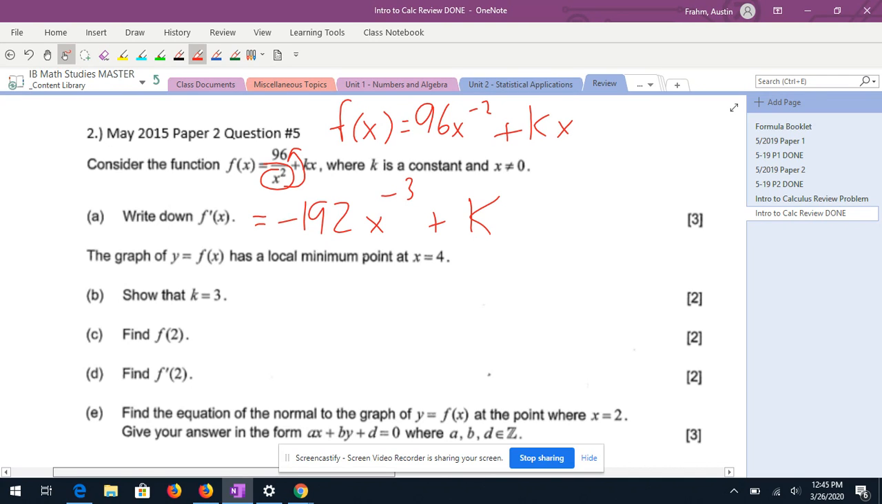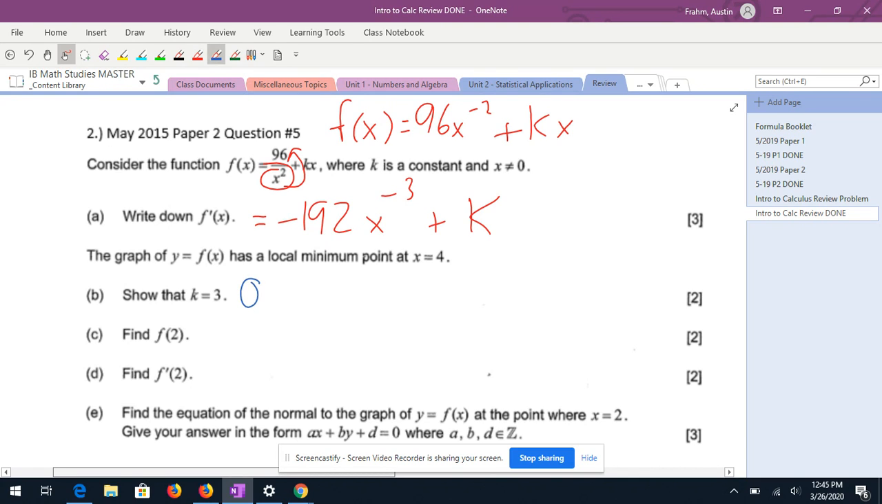For part B, they say that the graph of y equals f of x has a local minimum point at x equals 4. And in letter B, they want you to show that k equals 3. Well, if the original graph has a local minimum point at x equals 4, that means that if we were to plug 4 into the derivative for x, the derivative would have to equal 0, because the slope of the tangent line at a local minimum point is 0.